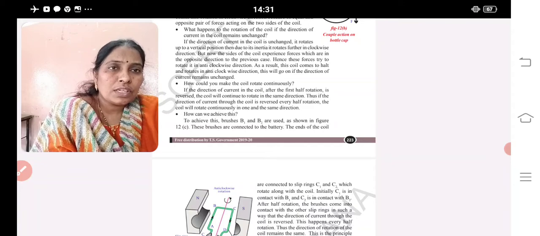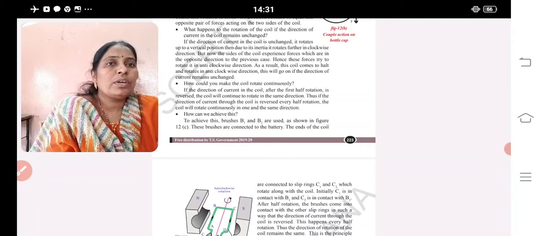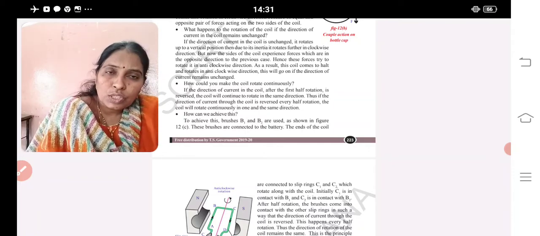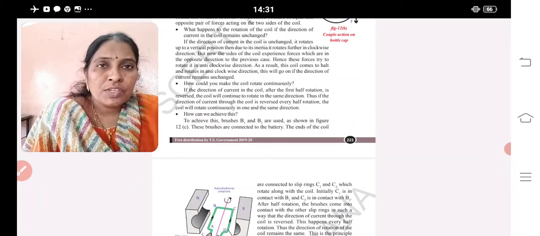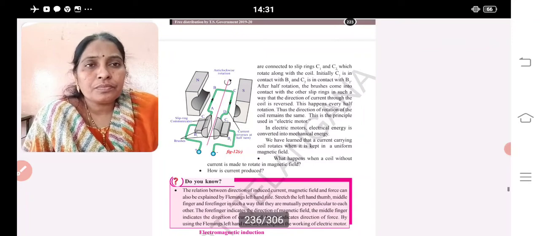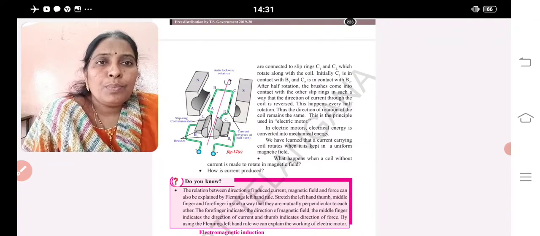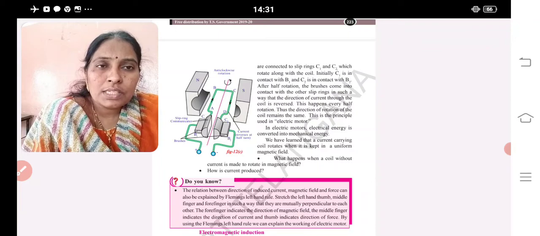Thus, if the direction of the current in the coil is reversed for every half rotation, the coil will rotate continuously in one and the same direction. How can we achieve this? It can be achieved with the help of brushes B1 and B2. See the figure here. C1, C2 are the slip rings, the commutator. B1, B2 are the carbon brushes, which are connected to the battery.